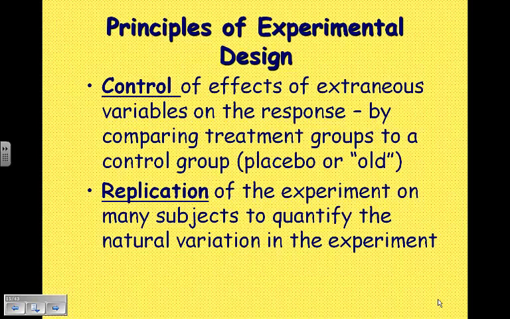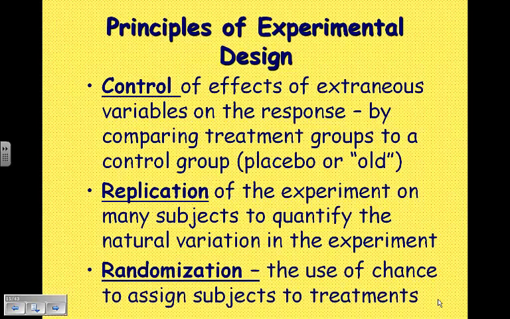Every time you do an experiment, you're going to get slightly different results. That's natural variation. It just happens. If you do an experiment 100 times, you may get 100 slightly different results each time, just because the humidity is different, the subjects are different, the day of the week is different. I mean, who knows? You're going to get a little bit of variation each time. So you want to replicate the experiment many times on many subjects so that you can take into account that natural variation. And then finally, it needs to be randomized.